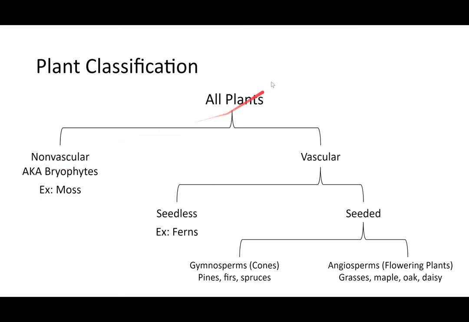So all plants are divided into either non-vascular or vascular. Vascular is then divided again into seedless and seeded. And then seeded is again divided into gymnosperms and angiosperms. So if we need to, please pause the video here to make sure you've copied down the complete classification for all plants.